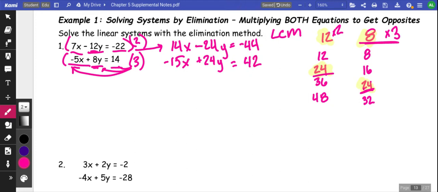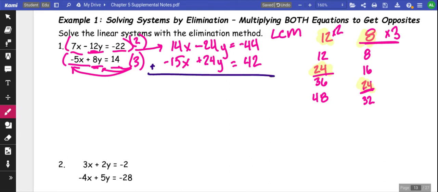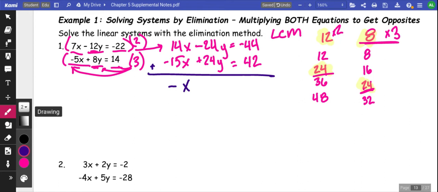All right, so now I can add together these two equations. I'm going to add all my like terms together. 14x minus 15x gets me negative x. I could call it negative 1x if I really wanted to, but I don't. So I'm going to leave it as negative x. All right, negative 24y plus 24y, that's what we wanted this whole time. We wanted that to go to 0y. Yeah, that was our goal. Doing all that multiplication was so I could cancel out that y. Okay, negative 44 plus 42, well, that's going to get me negative 2.